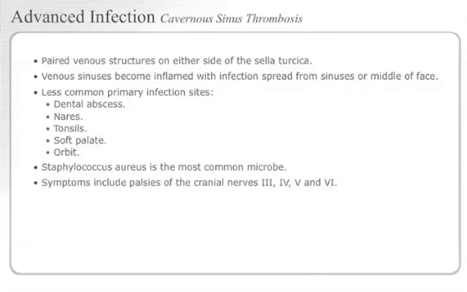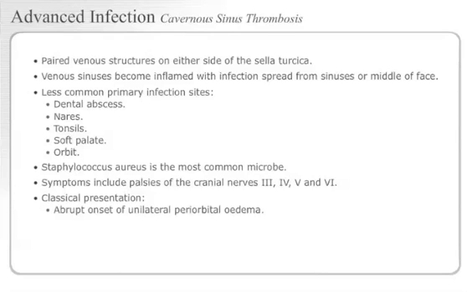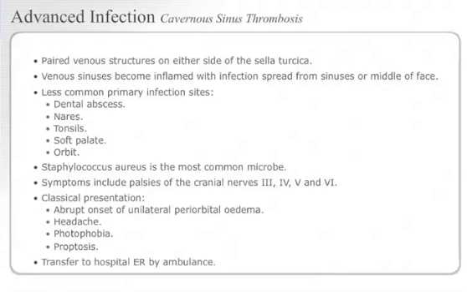The anatomical structures in proximity to the cavernous sinus include cranial nerves 3 to 6, making palsies of these nerves symptoms. Classical presentation of this condition includes the abrupt onset of unilateral periorbital edema, headache, photophobia, and proptosis. If cavernous sinus thrombosis is suspected, the patient should be referred to the ER as soon as possible by ambulance. The hospital should be alerted to the urgency of this life-threatening situation.